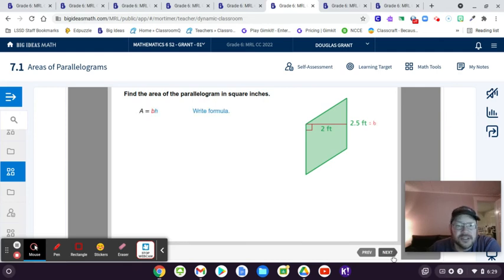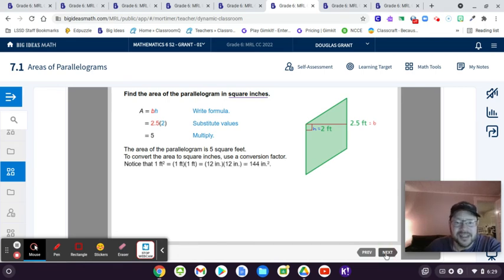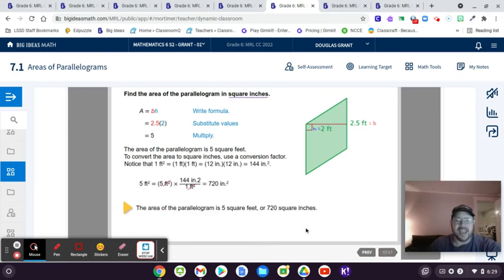Okay, so there's our formula. It's clicking and it's not moving. Okay, there we go. So they're saying to multiply and you get 5 square feet, but we don't care about that part. We want square inches. So that's not going to cut it. They're using a conversion factor. Okay, this is another way to do this. So what they're doing is multiplying first, then using a conversion factor and getting that. Now I don't like that method because the conversion factor is going to be different every time.